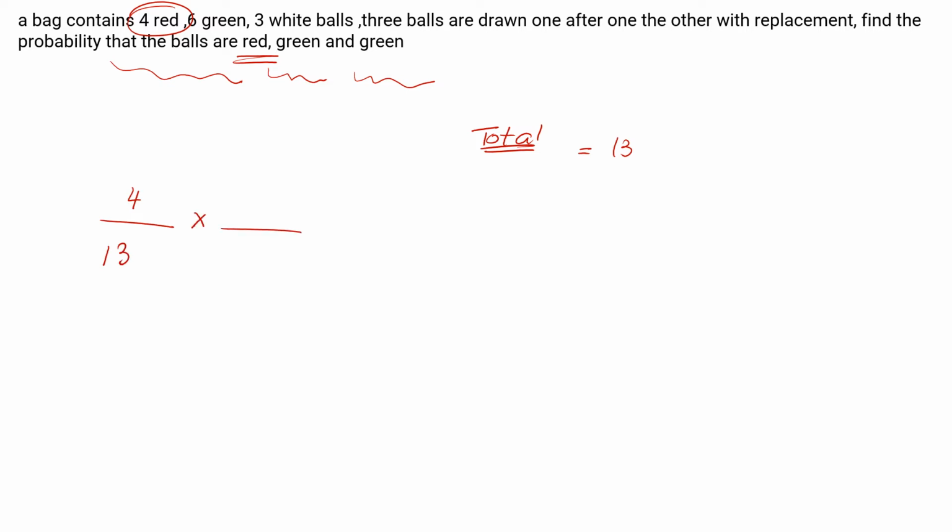Now again you have to choose the green ball. So how many green balls are there? 6 out of 13. You have to put back, return the ball to the bag. So again, choosing the green ball, there are 6 green balls and total balls are 13 in the bag. So this is the way we will solve the probability questions with replacement in the easiest way.